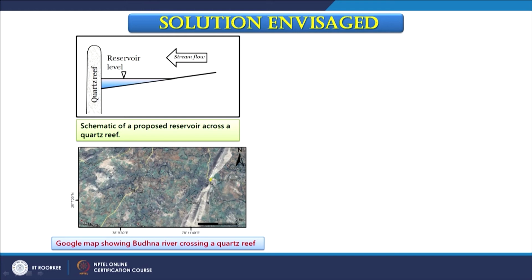A stream is going unchecked. So, if we block it using local materials, we can create a small reservoir, not multi-purpose, not for hydropower, only for groundwater recharge. And the dam simulation which we started can be done here at this stage to convince people that this is what is going to happen.